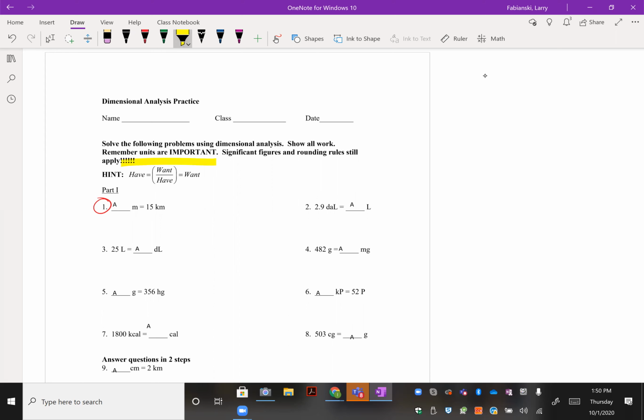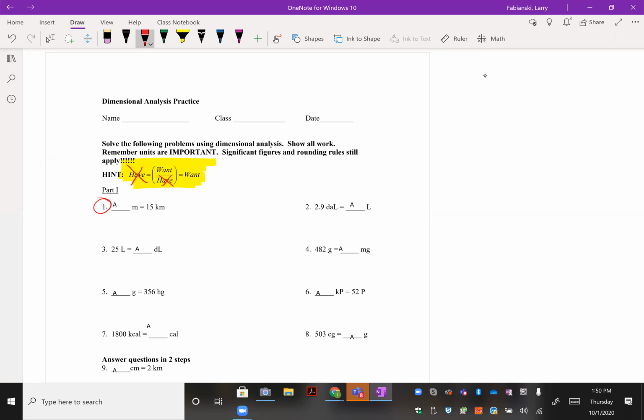Also, please remember, we have this format that we want to use. What you have equals what you want over what you have, and that would give you what you want. Remember, we are canceling out units here. So have on top, have on the bottom, they cancel, and we're left with what we want. So let's actually put this to some use.